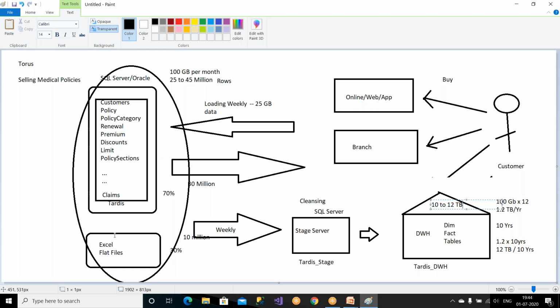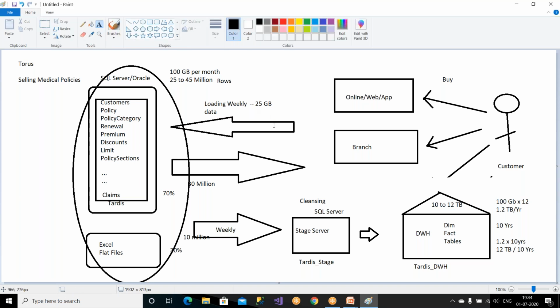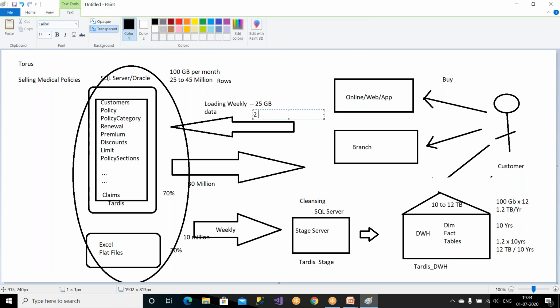Okay. If you have 25 GB of data every week, you can tell them it may take a minimum of 2 to 3 hours to load the data from the sources to the destination. So here you can write 2 hours, or sometimes it may take up to 3 or 4 hours. If you have a lot of data, it is going to take a lot of time to load the data, at least 2 hours.